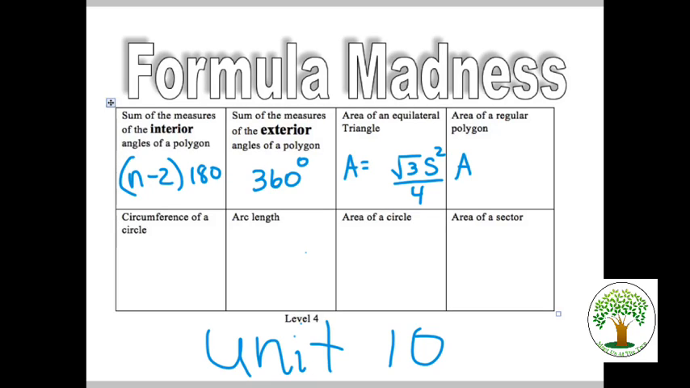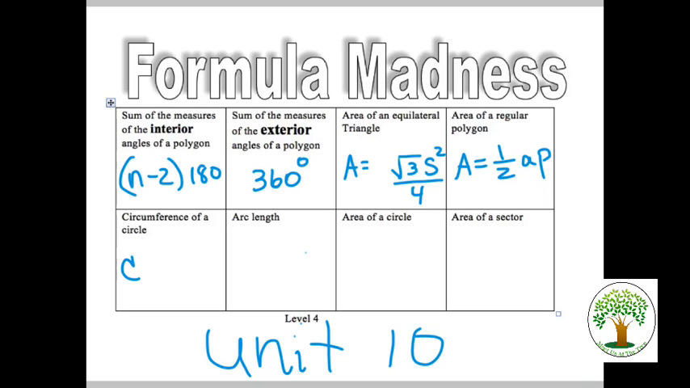Your next one is the area of a regular polygon. This one starts with A. A equals 1/2 AP, and that A stands for apothem, and the P stands for perimeter. You don't need to write that in the Formula Madness, but it's kind of nice to know, and we're going to see that in our explanation for finding the area of a polygon later.